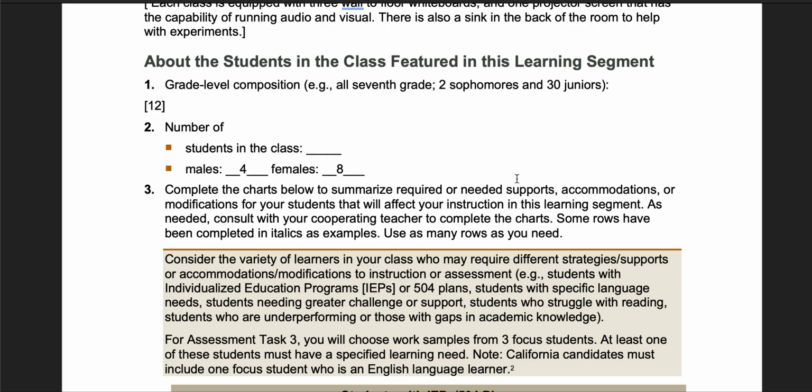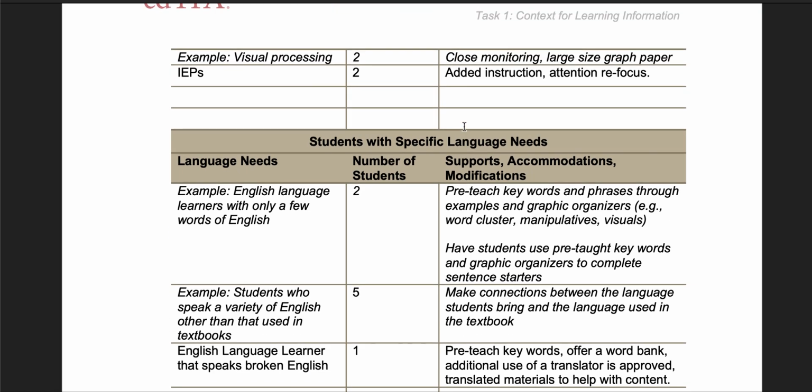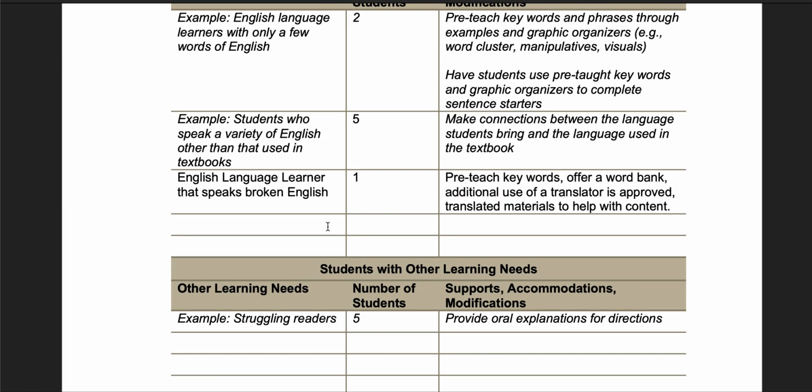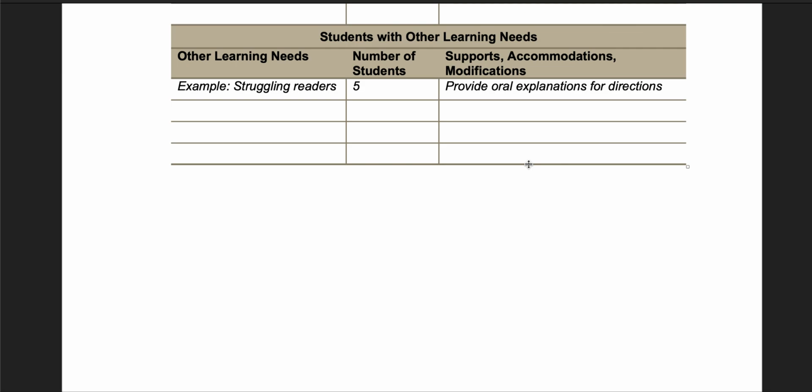I know this isn't typical or common, and I organized it based off of a lot of percentages having higher amounts of females versus males. So there are 2 IEPs. They basically need added instruction or refocusing, and then there's 1 English language learner that either needs pre-teaching of those words or a word bank and a translator. No struggling readers in this situation.